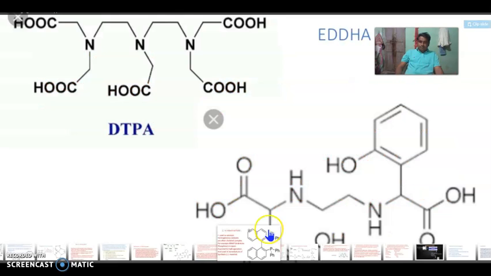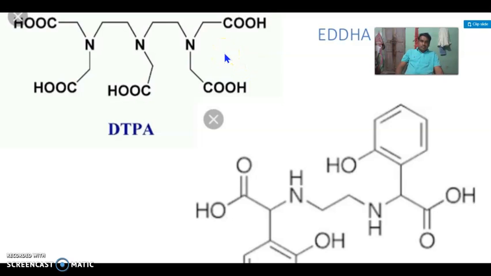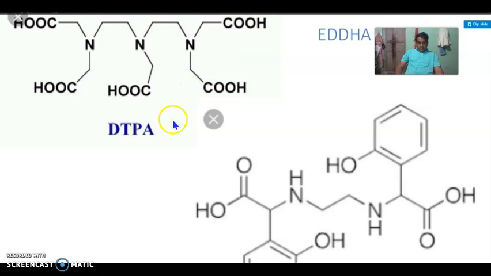These are two common chelating agents used in agriculture. These are DTPA and EDDHA, and also another is EDTA. We see in the last point EDTA, ethylenediaminetetraacetic acid. These are the common chelates that are used in the agriculture field.